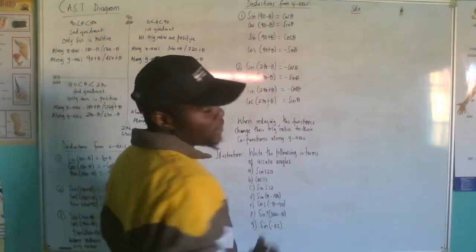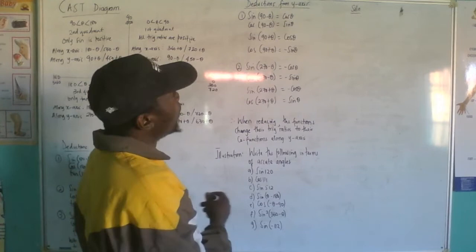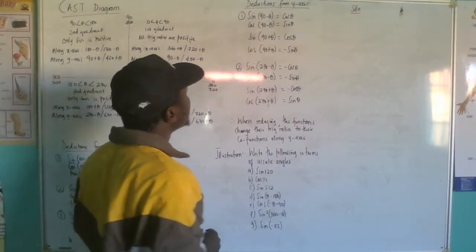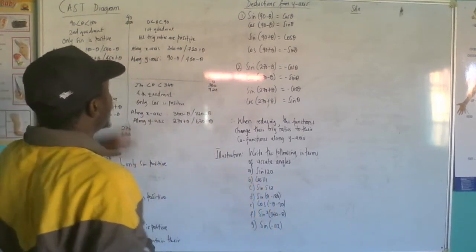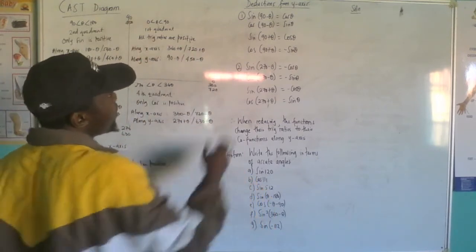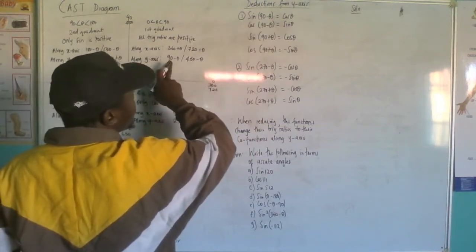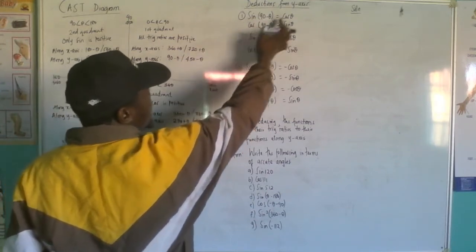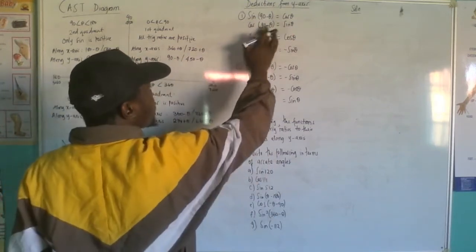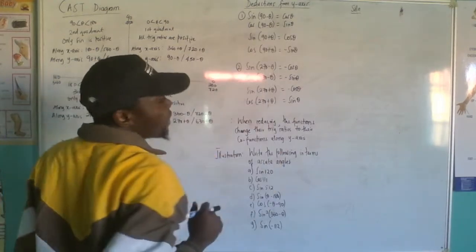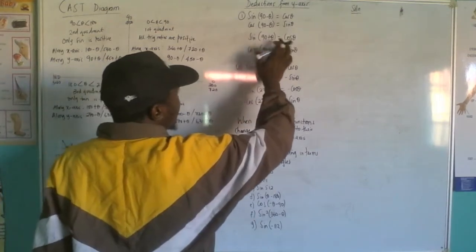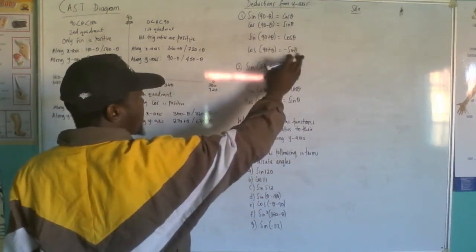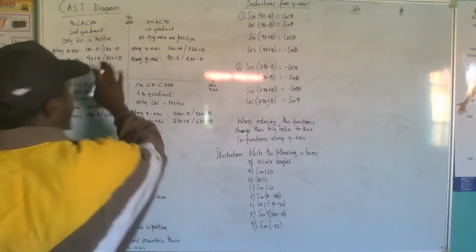Coming to deductions from your y-axis, from the first and the second quadrant, where 90 is subtracted from or added to theta. In the first quadrant, you find that sine of 90 minus theta will give you a positive cos. Cos of 90 minus theta will give you a positive sine. Sine of 90 plus theta will give you a positive cos, that is the second quadrant. Cos of 90 plus theta will give you a negative sine, that is in the second quadrant.